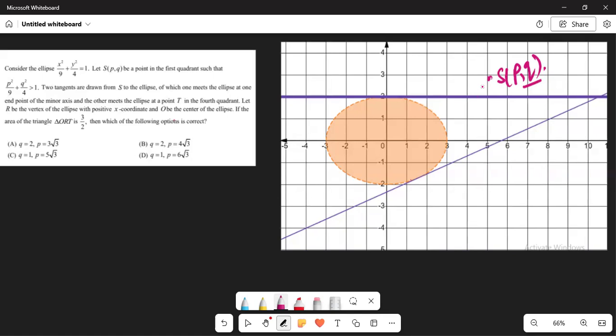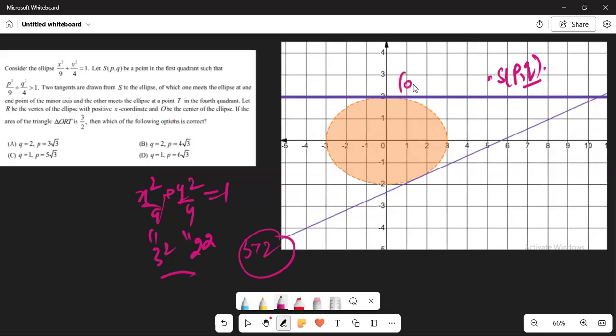The ellipse is here, x square by 9 plus y square by 4 equals to 1. This is 3 square, this is 2 square. That means the major axis is on the x-axis and the minor axis is on the y-axis, because 3 is greater than 2 and 3 square is the denominator of x square. So we have vertices lying on the major axis and the co-vertices lying on the minor axis. The endpoints of the minor axis are on the y-axis. So the endpoints are (0, 2) and (0, -2).